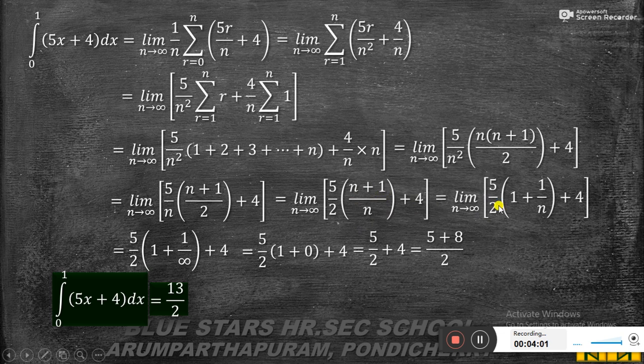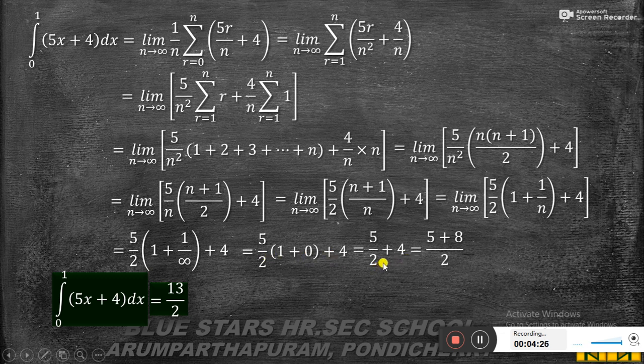So n by n plus 1 by n by n means 1 plus 1 by n, so plus 4. So the next step I write it, now I apply the limit. The limit is n tends to infinity. So 5 by 2 into 1 plus 1 by infinity plus 4. So therefore 5 by 2 into 1 plus 1 by infinity plus 4, where 1 by infinity is 0. So therefore 5 by 2 into 1 plus 0 plus 4. So 5 by 2 plus 4.